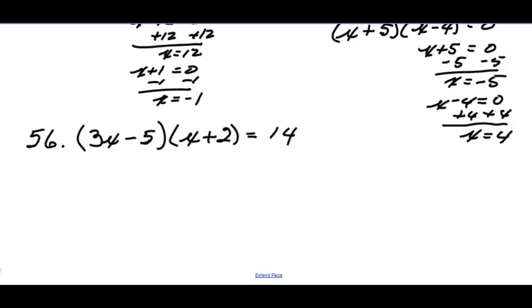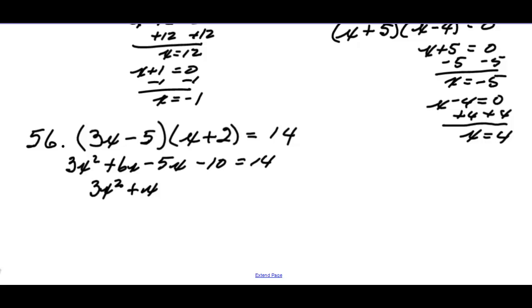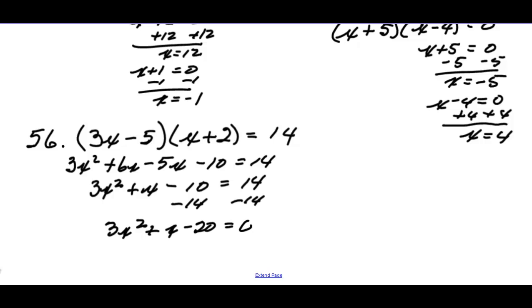All right, now we're ready to take a look at problem number 56, which is more interesting. Here we're multiplying 3x minus 5 times x plus 2, and when we FOIL, we get 3x squared plus 6x minus 5x minus 10 equals 14. Combining the middle terms, we get 3x squared plus x minus 10 equals 14. To get it to equal 0, we have to subtract 14 from both sides. And now we get 3x squared plus x minus 20 equals 0.